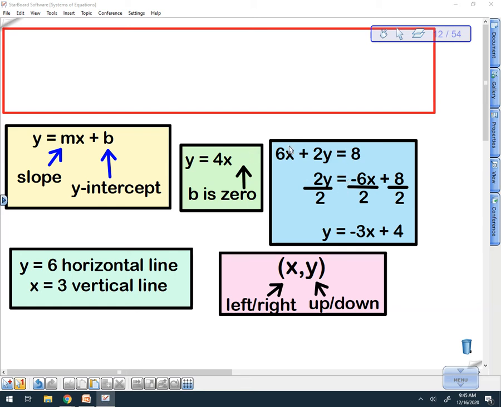The last 2 days we worked on this. You have an equation in standard form. We can't graph it in standard form. So in order to graph it, you have to change it to slope-intercept form.